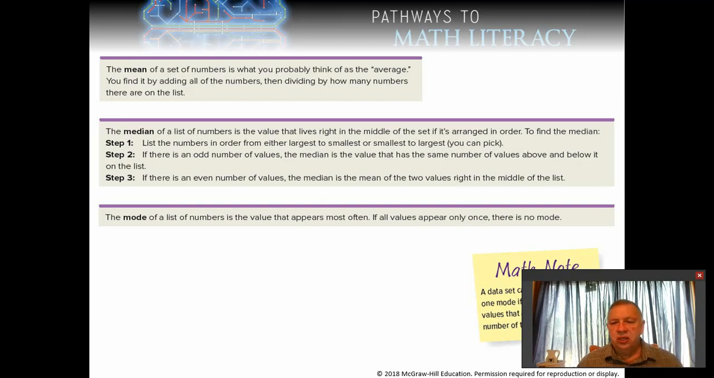In order to do this, though, I've got to ask myself if the number of values in the list is odd or even. If there's an odd number of values, the median is the value that has the same number of values above and below it on the list. If I have 7 values, I have 3 above, 3 below, and the 1 in the middle.